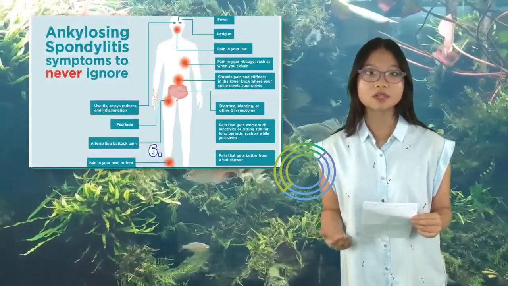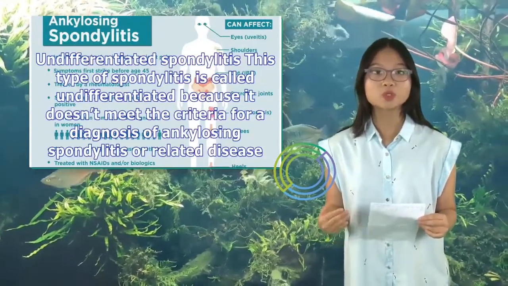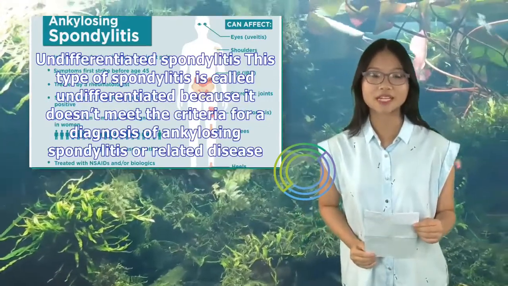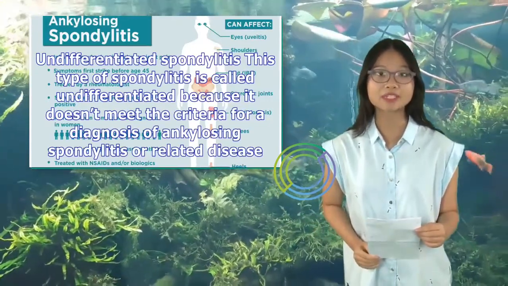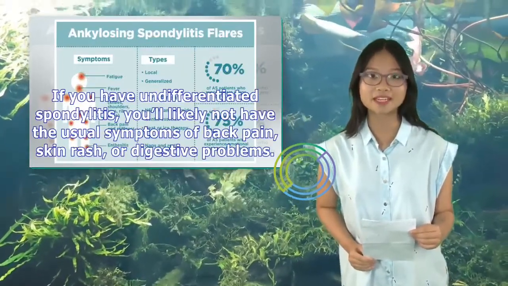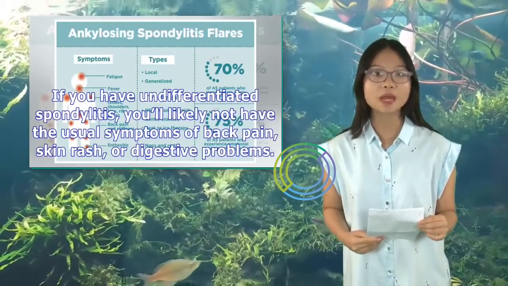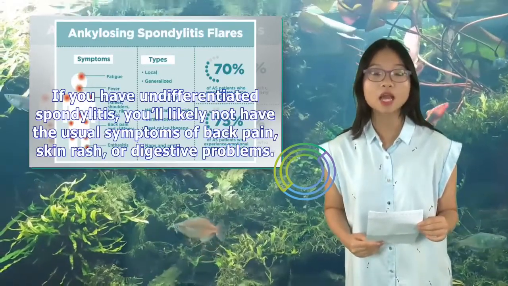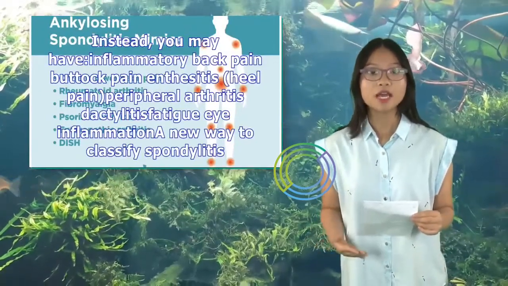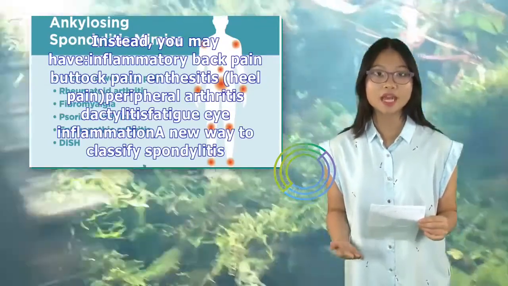6. Undifferentiated spondylitis. This type of spondylitis is called undifferentiated because it doesn't meet the criteria for a diagnosis of ankylosing spondylitis or related disease. If you have undifferentiated spondylitis, you'll likely not have the usual symptoms of back pain, skin rash, or digestive problems. Instead, you may have inflammatory back pain, buttock pain, enthesitis, heel pain, peripheral arthritis, dactylitis, fatigue, and eye inflammation.